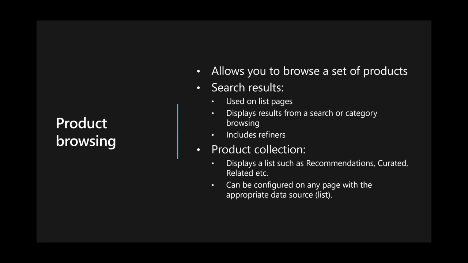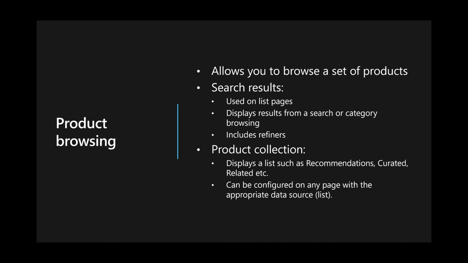So any result from a search or a category browsing will appear on the list page, and it will be powered by the search results module. The search results module also includes refiners, so you can further refine your results and find the product that you want. Another module that we also support for showcasing a list of products is product collection.